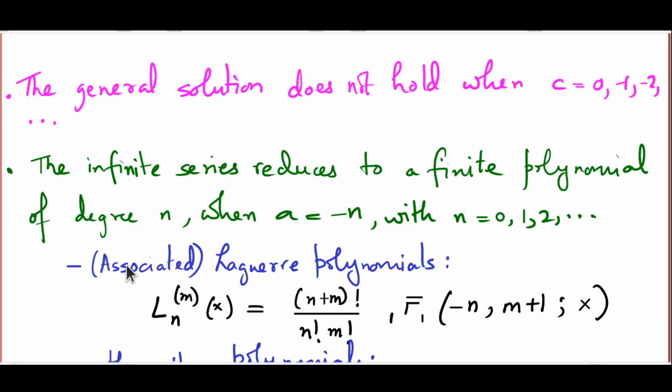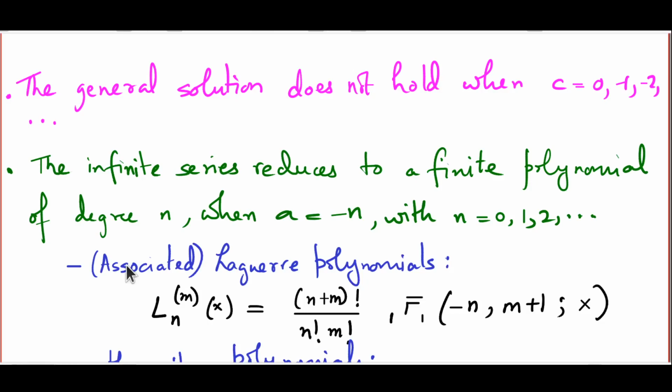In fact, this notation is also used when m is not an integer. So all you have to do there is change the factorials in the front to the appropriate gamma functions. Remember, whenever a is a negative integer or 0, the series becomes a finite polynomial, and that finite polynomial is called the associated Laguerre polynomial.